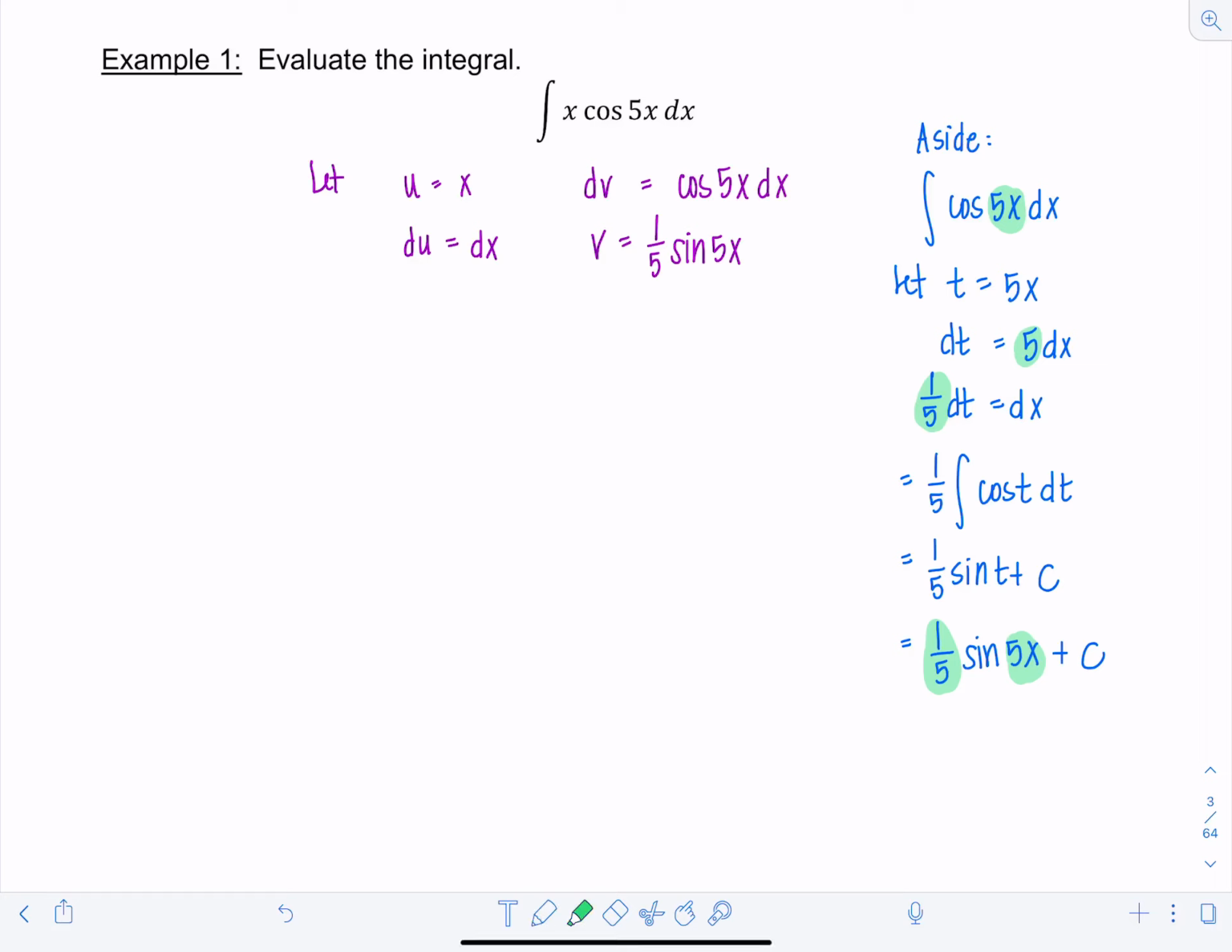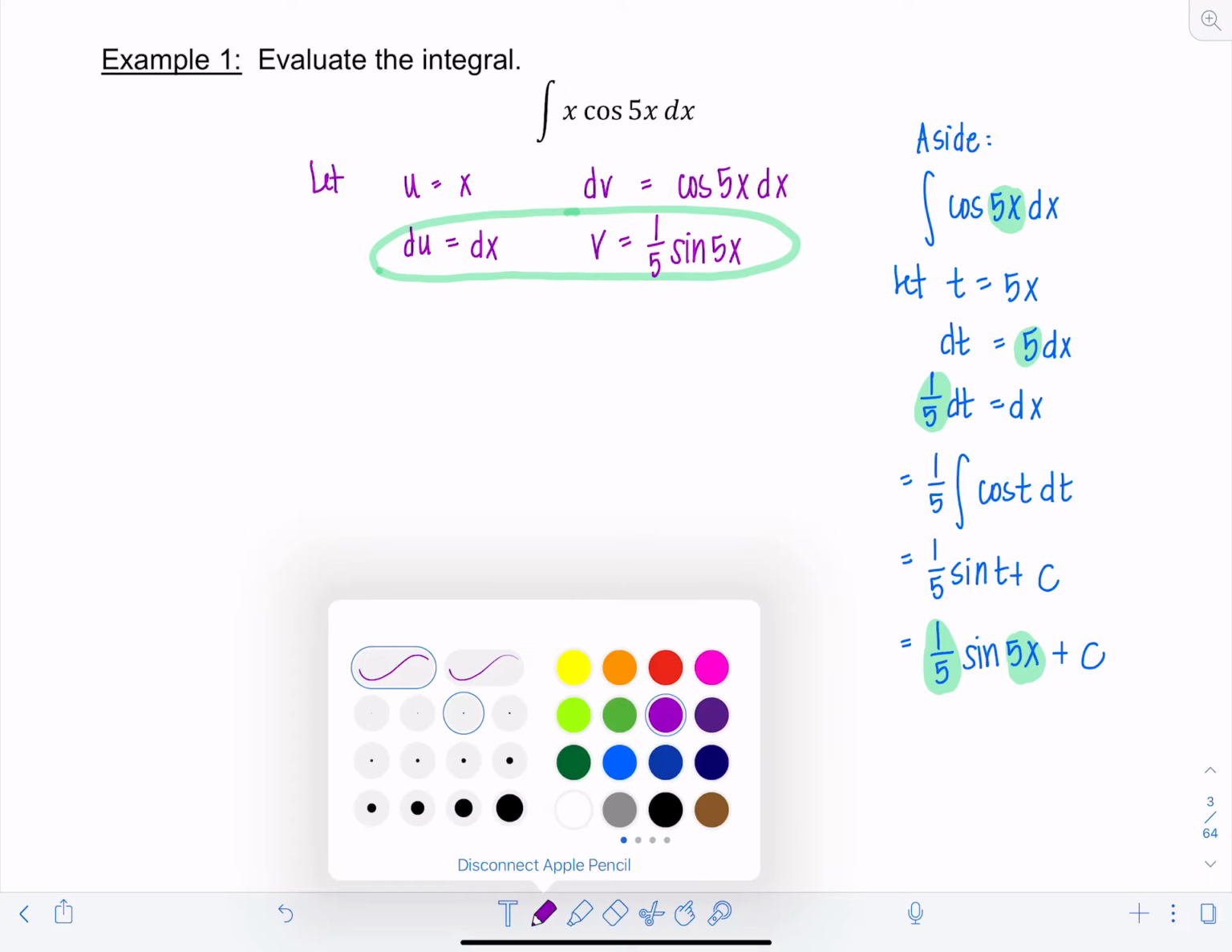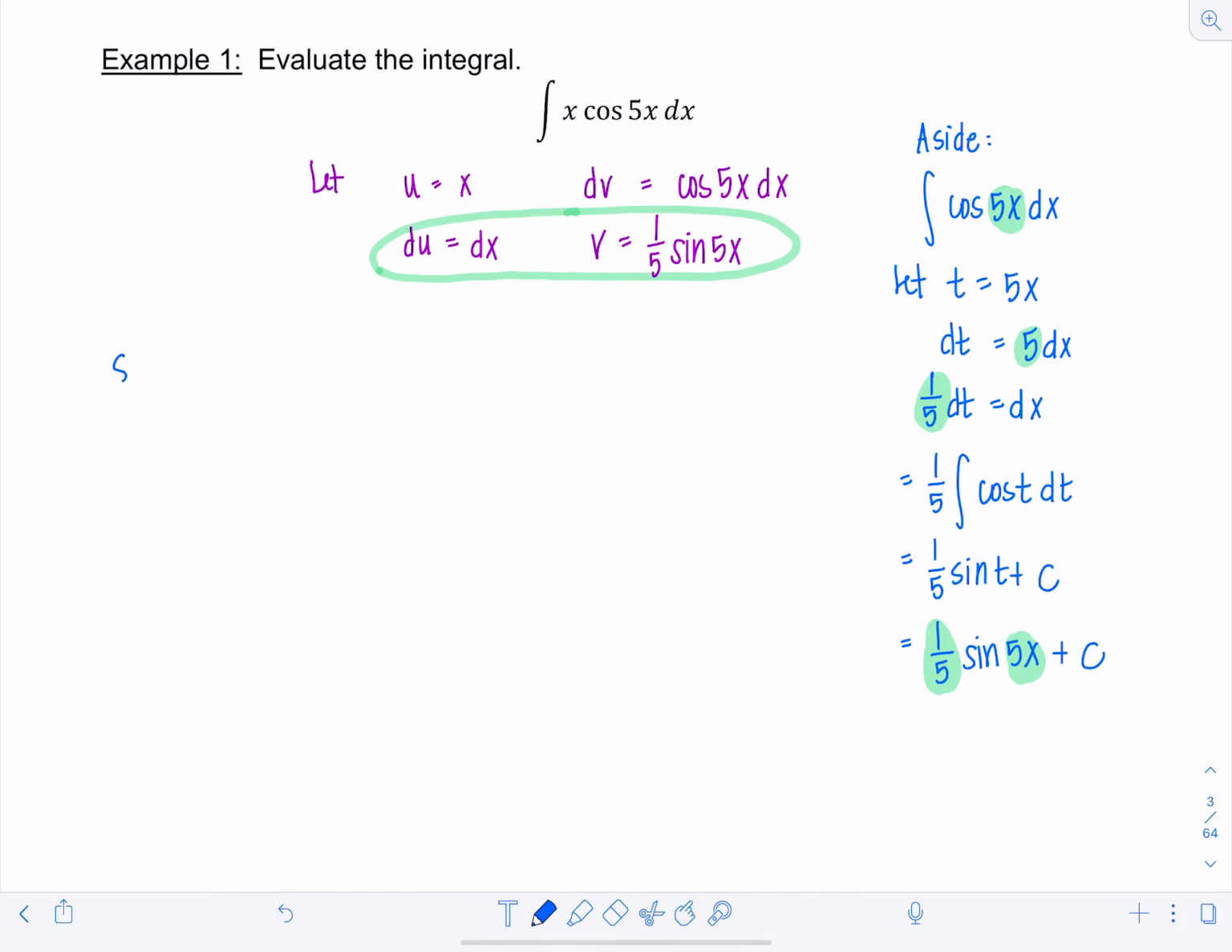Now, why did I choose it this way? Remember, as I mentioned earlier, you want this product of du and v to be as easy to anti-differentiate as possible. And so if I let u equal x, then du is just dx, which is really nice. And then I can easily anti-differentiate this product here. Okay? So here we go. Back to the original problem at hand.